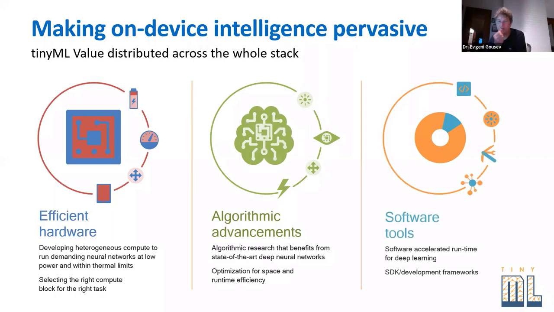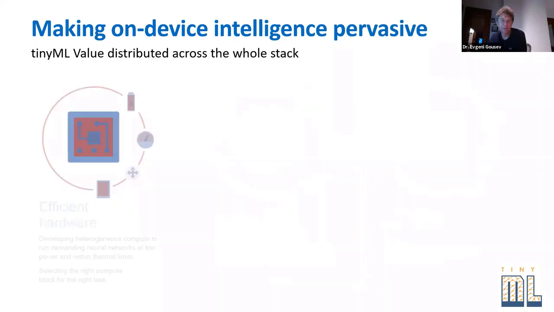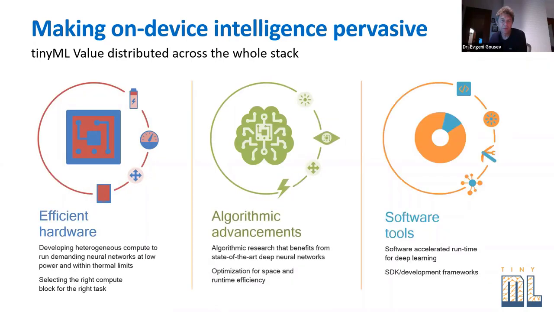And when we talk about TinyML, what is important to realize is that it distributes value through the whole stack. On the hardware side, it's energy-efficient hardware. As I said earlier, algorithmic improvements and software tools. I think that's the key to developing a very good TinyML application. You really need to work across all these three domains because all the things are interconnected: hardware, algorithms, and software. The key is to co-design your system in a way that it's optimal in all three domains.